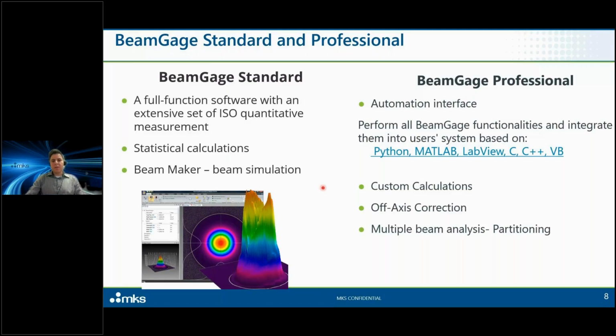The BeamGage Professional adds some more functions like the automation interface, which allows users to integrate all BeamGage functionalities in their system, either using Python or MATLAB, LabVIEW, C++, or Visual Basic. With the purchase of BeamGage Professional, we provide a huge list of all the functions and also examples in all those languages, so to ease integration in user systems. The BeamGage Professional also allows custom calculations, some off-axis correction, which I will show you later, and also multiple beam analysis, which we call partitioning, enabling to measure multiple beams simultaneously.